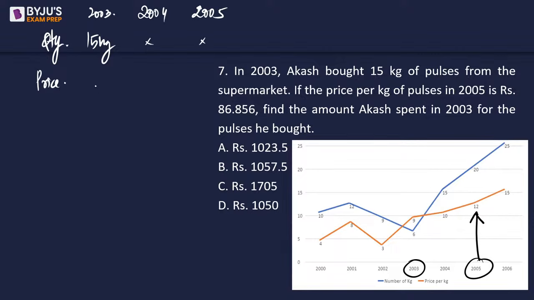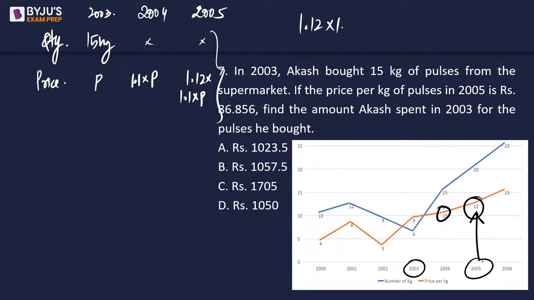So if I look at the price in 2003, suppose the price was P in 2003. In 2004 the price should have increased by 10%, so this would have become 1.1 times P. In 2005 now the price would have further increased by 20%, and this would have become 1.12 times of the previous price. And as per the question, this 1.12 into 1.1 into P is 86.856.